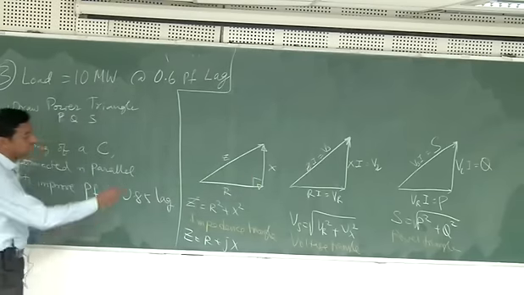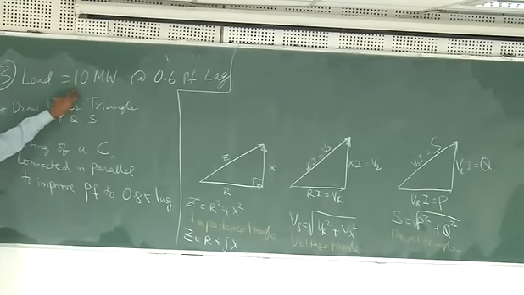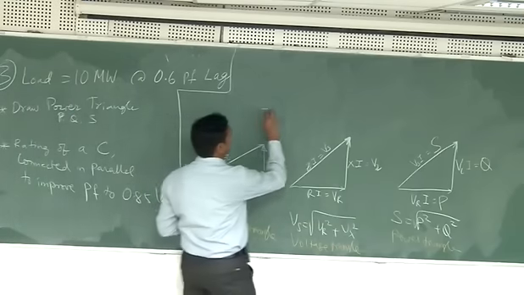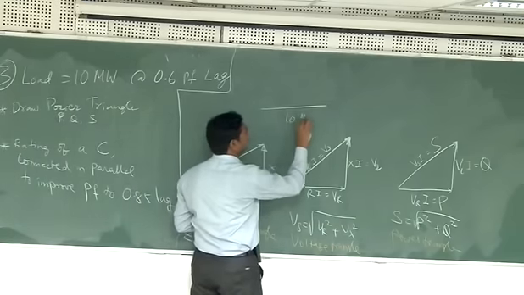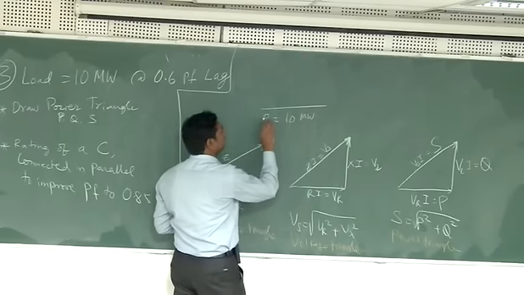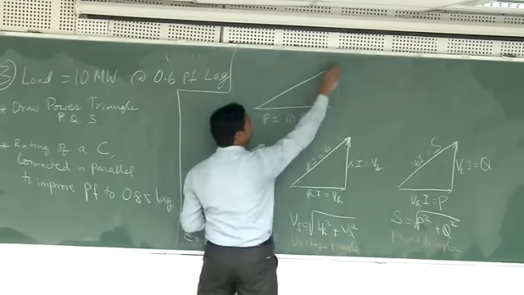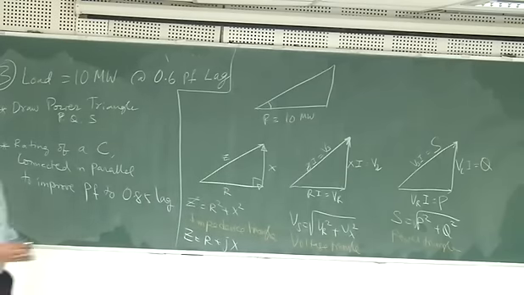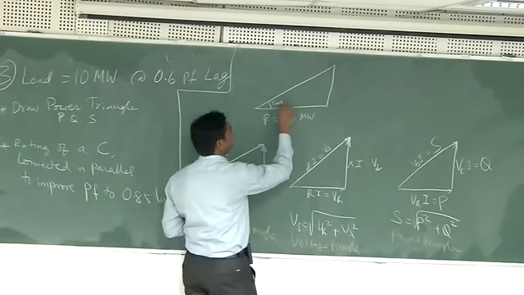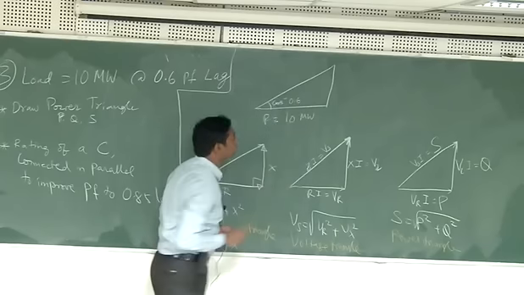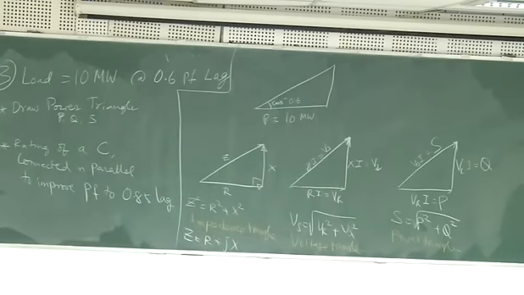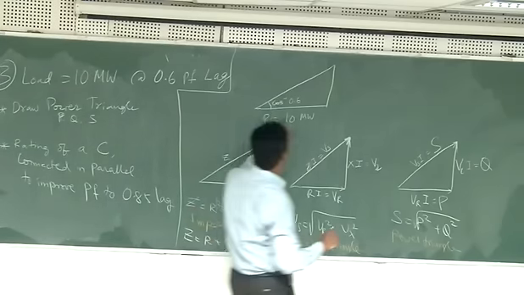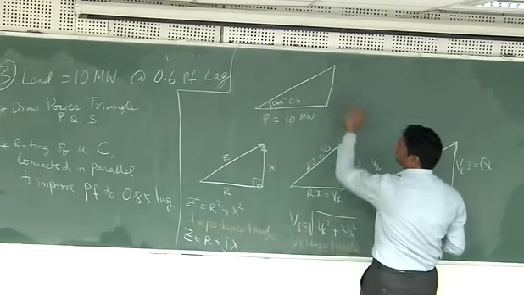Okay. So since it is 10 megawatt, already P is 10. So I can write this is 10 megawatt P. So what is this angle? This angle I want. So cos inverse of 0.6. So how much is cos inverse of 0.6? I think it comes to around 53 degrees or something. So then what is this one?